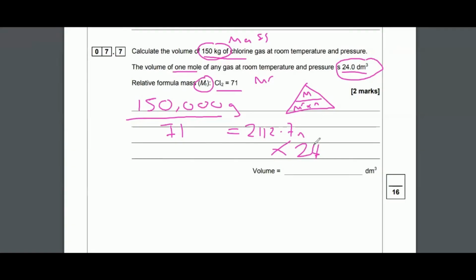2,112.7 times 24. And the answer is 50,704 decimeters cubed. Boom, that's a lot of space. Right, we're moving on to question 8.